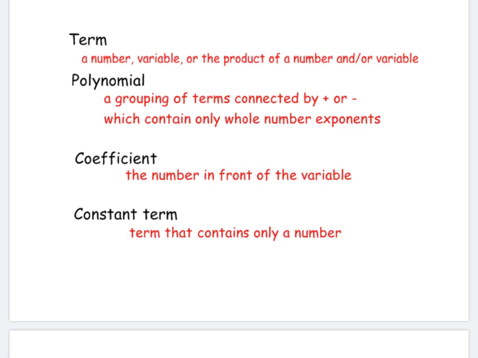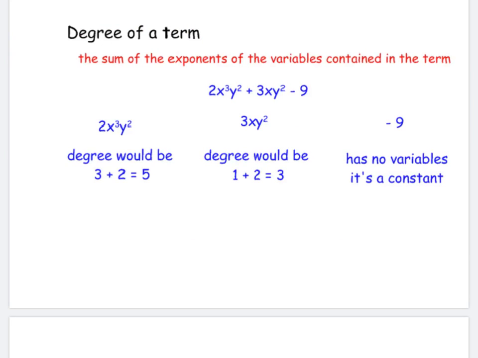A coefficient is the number that's in front of a variable. So if I had a term 3x, the 3 would be my coefficient. And then a constant term is a term without a variable, or a term that's only a number. So if I had a term like, I don't know, 17, that would be considered a constant term. The degree of a term is the sum of all of the exponents on the variables in a term.